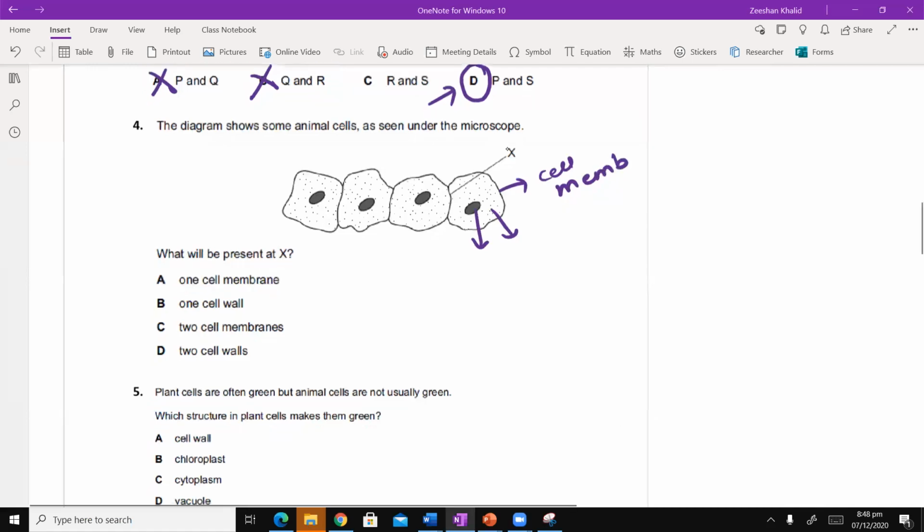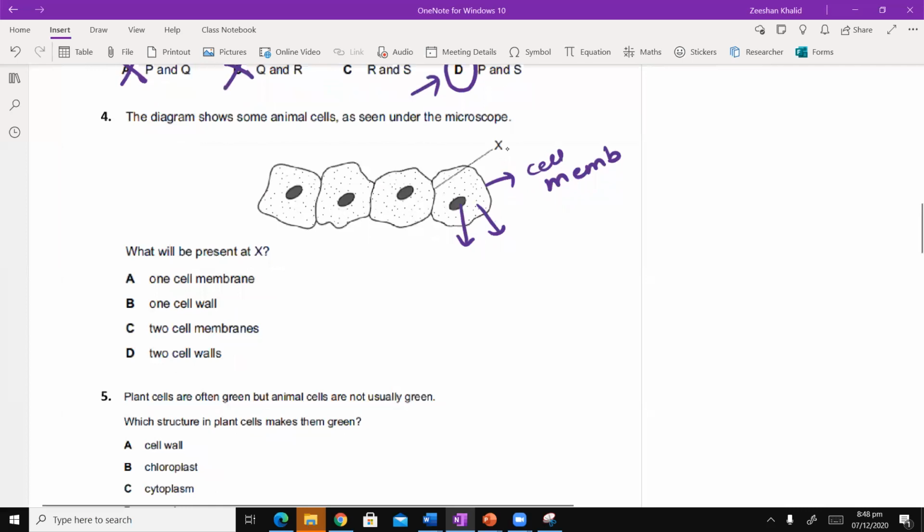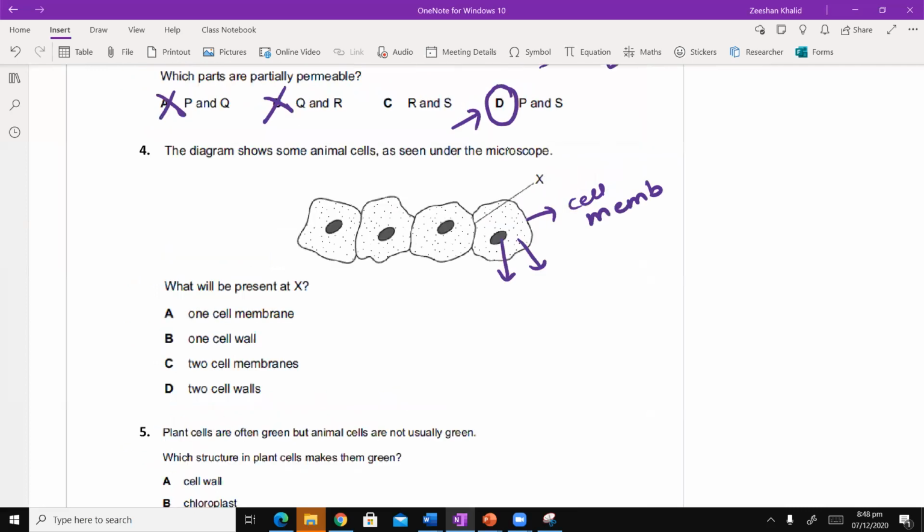Okay, what will be present at X? Let's look at all of the options. One cell wall, well, can I cross out cell walls? I mean, come on, this is an animal cell. It can't have cell walls. So we rule out option B and D because they're talking about cell walls.